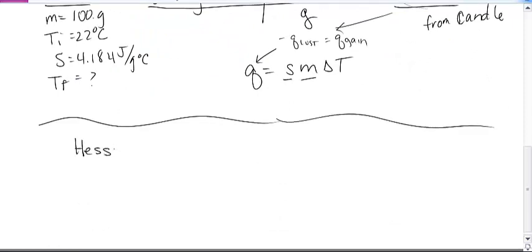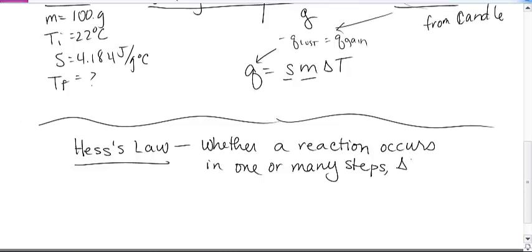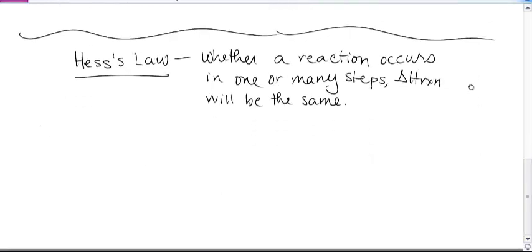So, we're going to talk about something known as Hess's Law. And Hess's Law says this: whether a reaction occurs in one or many steps, delta H for the reaction will be the same. I'll show you what that means graphically.